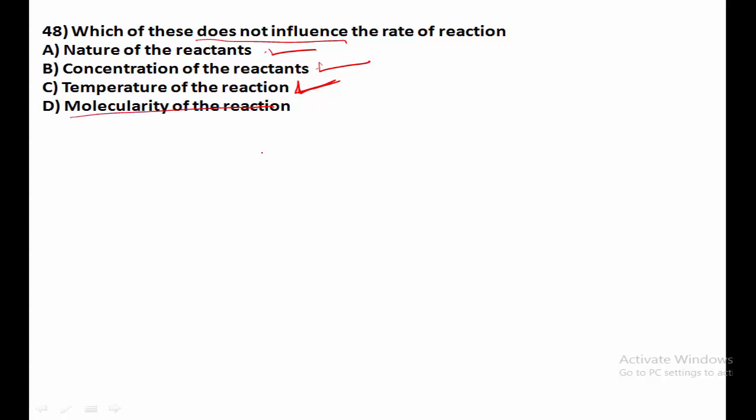Molecularity is the only thing which does not influence the rate of reaction, because molecularity means the number of molecules involved in the chemical reaction. It may be 1, 2, 3, 4, and so on. Whatever the number of molecules involved in the reaction, they won't influence the rate of reaction. The rate of reaction gets influenced by these other factors, but not by the molecularity. Therefore, option D is the right answer.